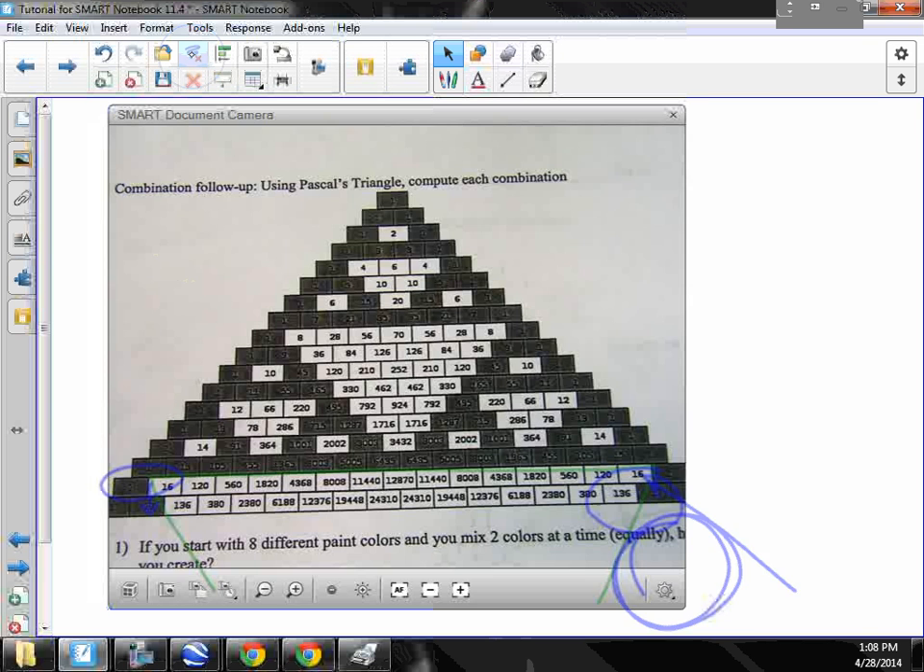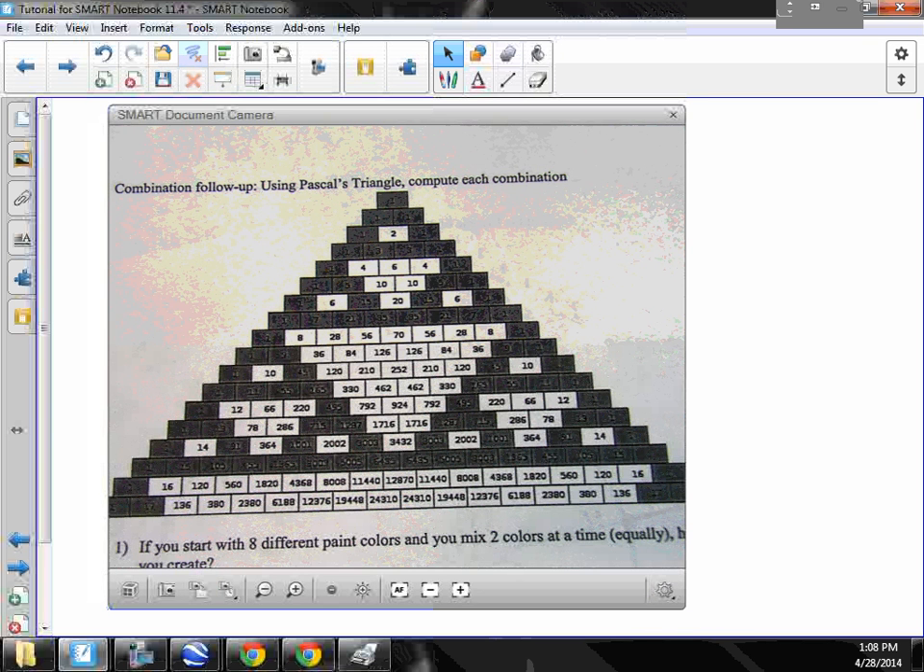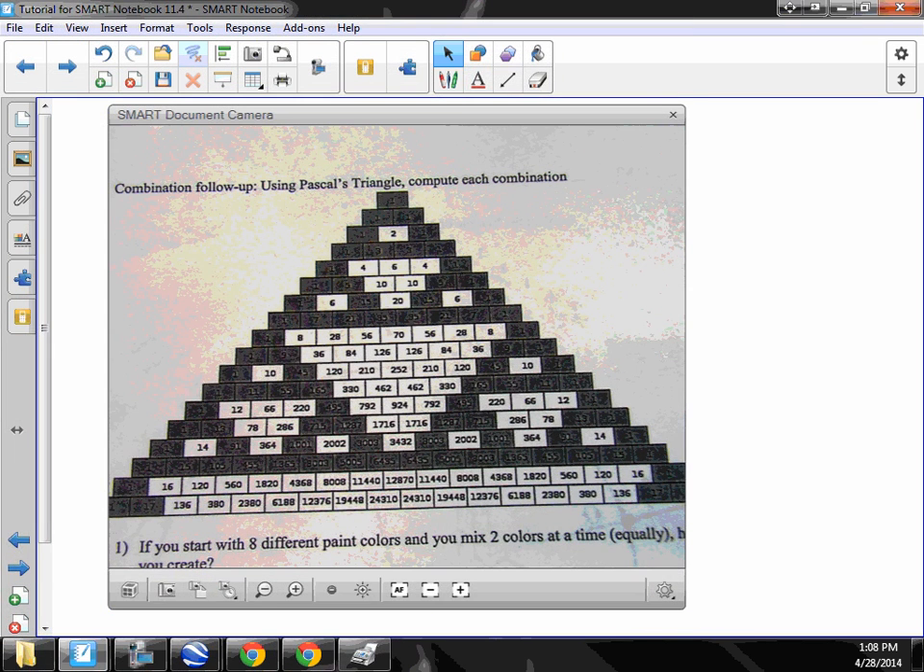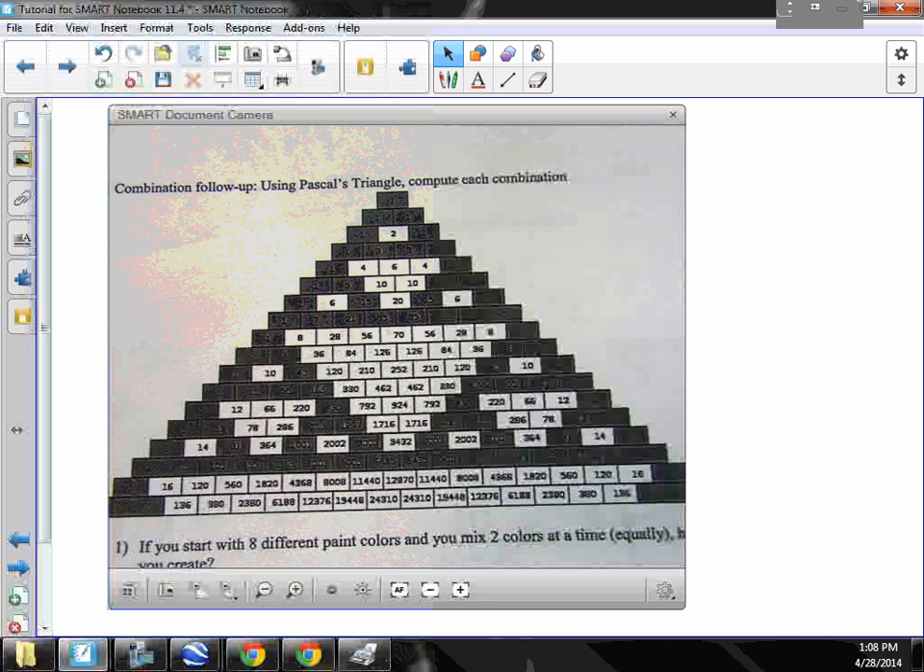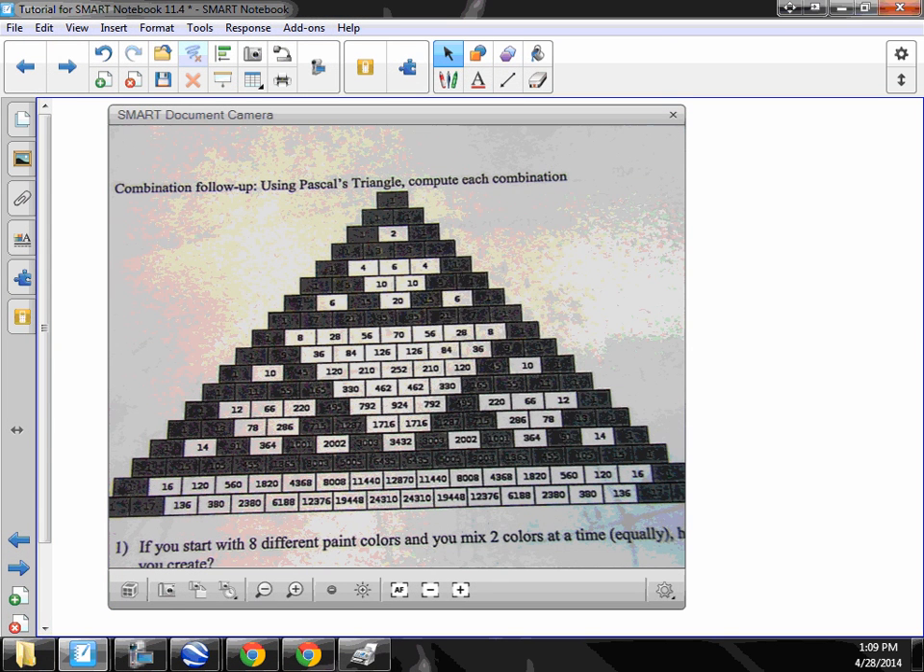Okay, so the first question says, if you start with 8 different paint colors and you mix 2 colors at a time equally, how many colors can you create? Why did I put the word equally in there? How many would there be if it wasn't equal? An infinite number. Supposing you had an infinite number of paint, right? You could add 1 paint molecule or 2 paint molecules or 3, up to an infinite number of paint molecules.